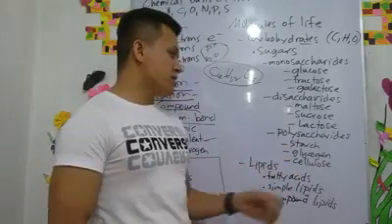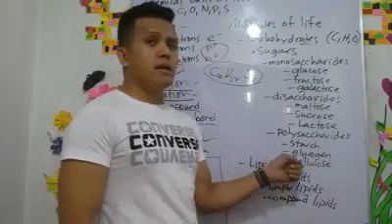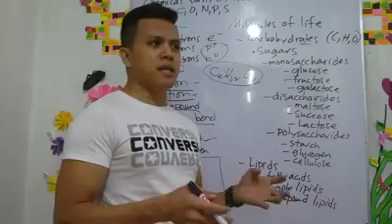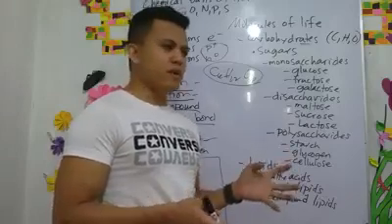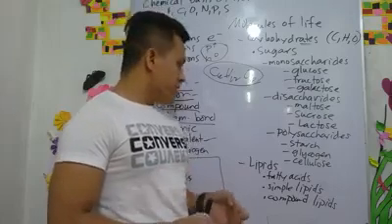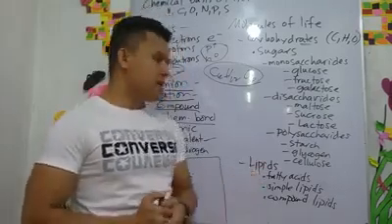Next one, we have cellulose. Cellulose is the primary component of the cell wall of plants. It makes the wall stiff, and the primary purpose of that is the protection of the plant cells. Okay, there you go.